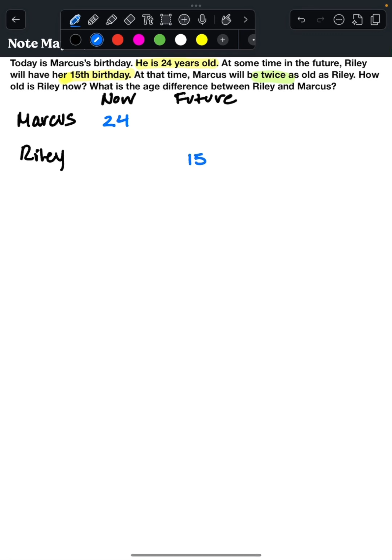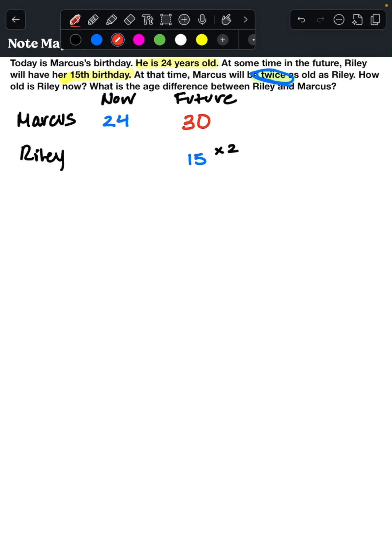What do we do next? Well, like I said before, we have our little connecting piece. So, in the future, Riley is 15, and Marcus will be twice as old as Riley. So, in order to get twice as old, we have to multiply Riley's age by 2, which will give us 30. So, Marcus will be 30 years in the future.